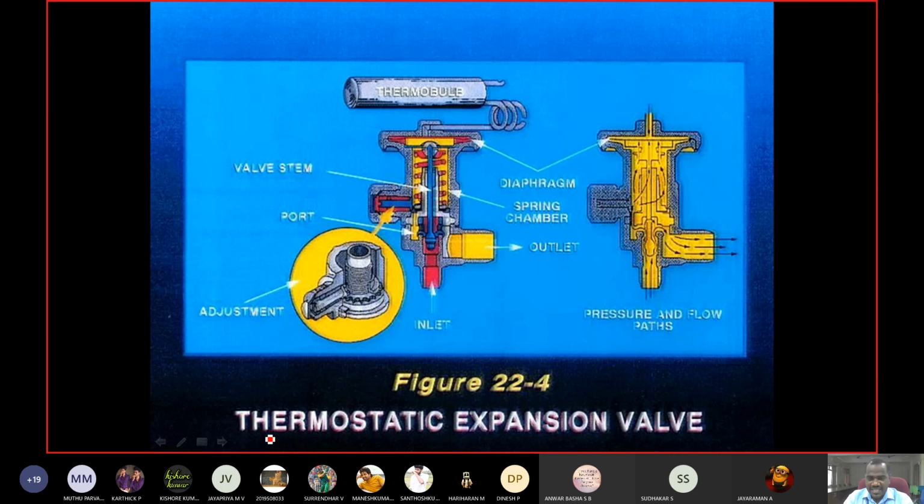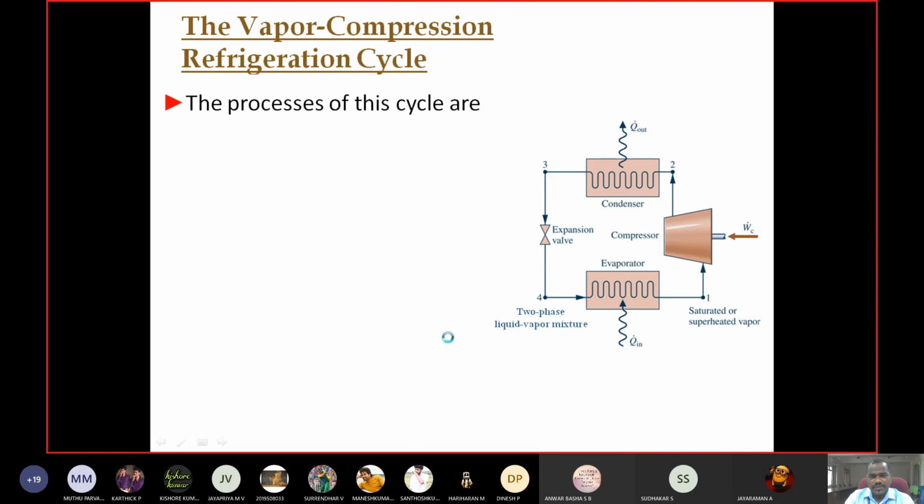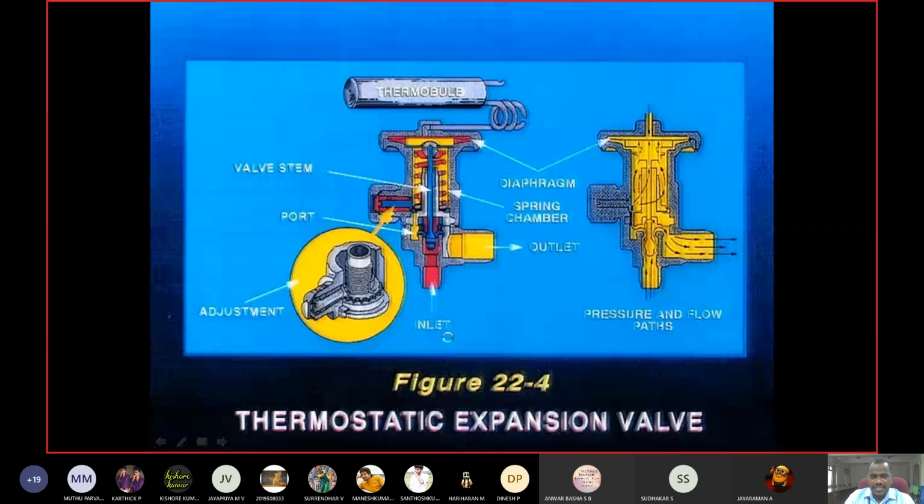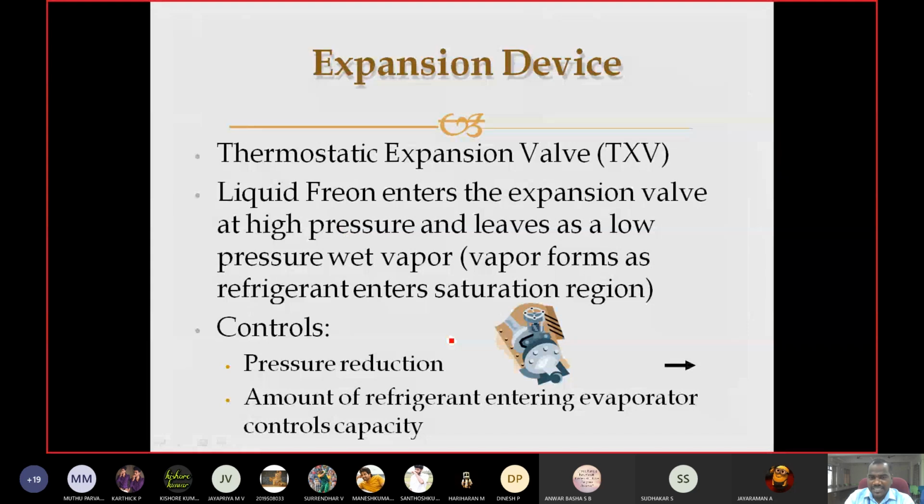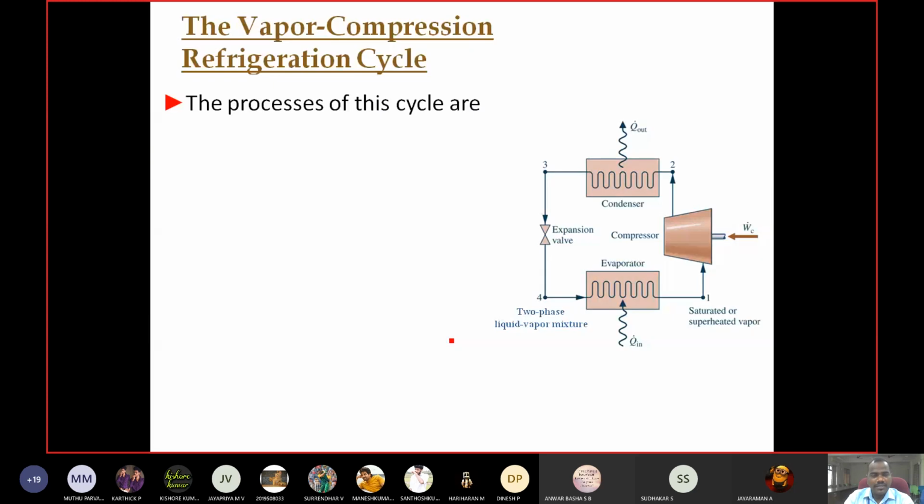So we will pass the subcooled liquid refrigerant into the system at high pressure, and it leaves as a low pressure wet vapor because of this expansion valve. So this is the diagram.